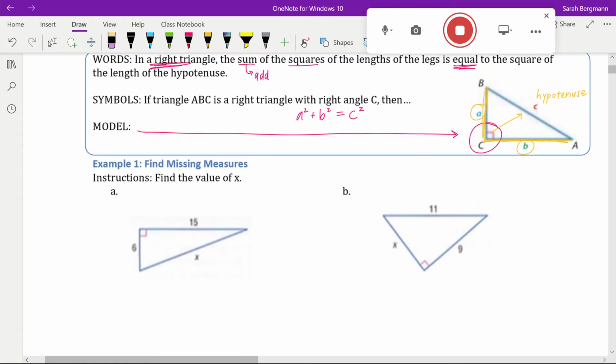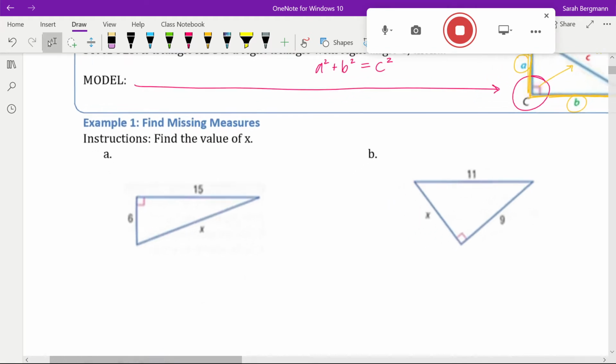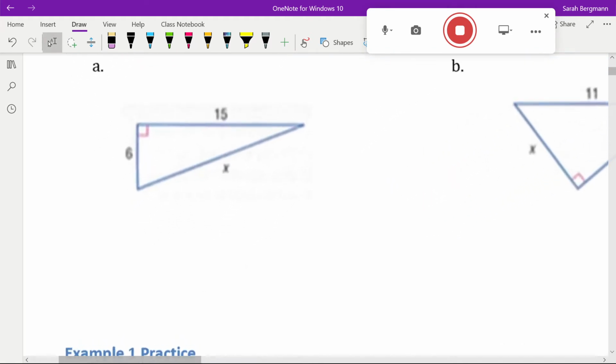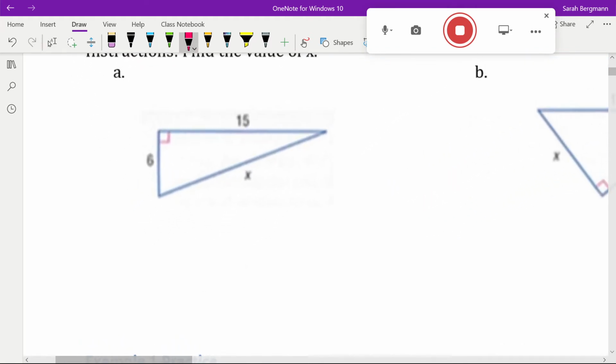Let's try an example. This says find the value of x. So we'll focus on this one first. In this triangle, the first thing you want to do is identify what side is the hypotenuse. It's always across from the right angle. So in this case, x is the hypotenuse. That means that the lengths of the legs are 6 and 15.